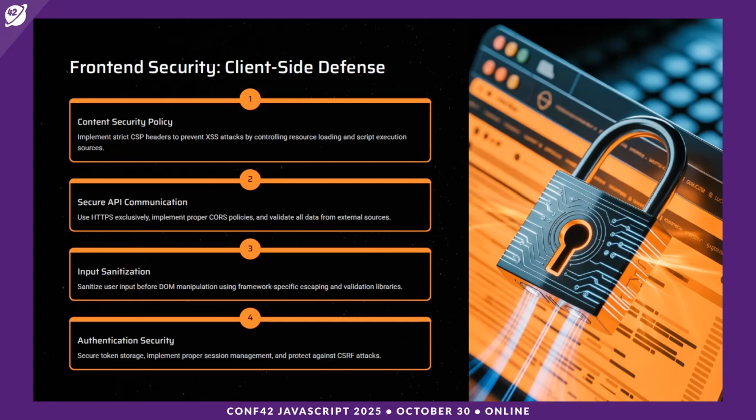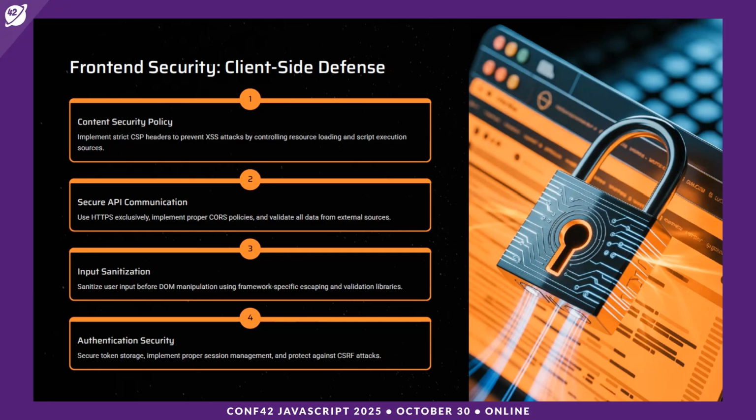So the second one, secure API communication. We have to use proper HTTPS, implement proper policies, and especially validate all the data. So what is that data? Input validation: what it contains, what the required or mandatory values are. You cannot simply pass it through. So definitely you have to validate all the data received from the external source.